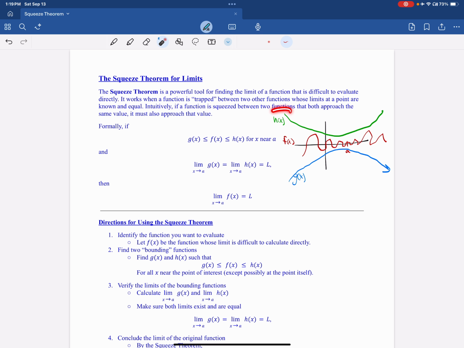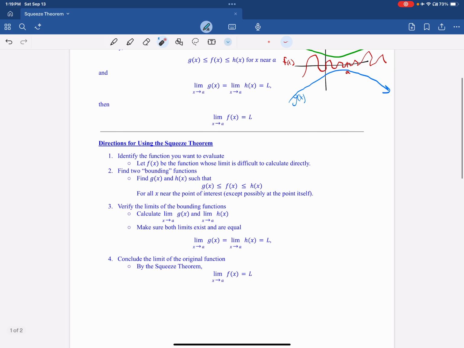So what's the trick? It's to find the function that's always bigger and the function that's always smaller that converge to the same thing. This is absolutely key. The bigger function and the smaller function converge to the same thing. Then you can make that conclusion. So that's a visual idea of what's going on with the squeeze theorem. F of x is literally squeezed between these two functions.